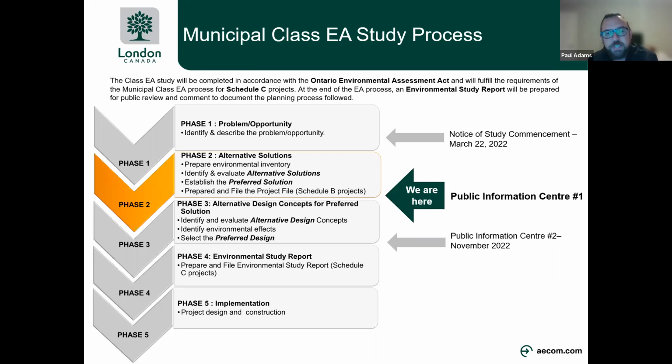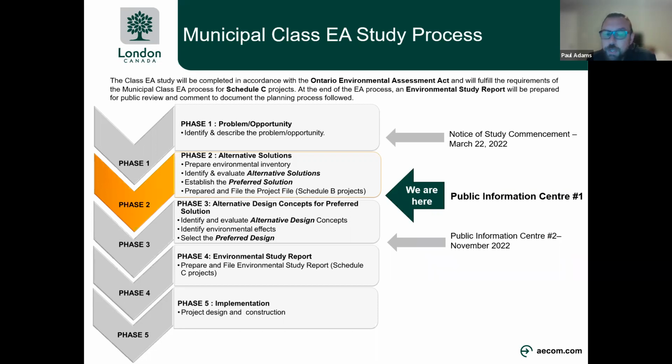We then move into phase 2, and that's where we look at the alternative solutions to the problem. How can we address the problem and opportunity? We come up with some solutions, evaluate those solutions, and then we get to where we are now, which is Public Information Center number 1, and we present our preliminary recommendation for the bridge. If this was a Schedule B project, we would stop the process here, but because it's a Schedule C, we move on to phase 3.